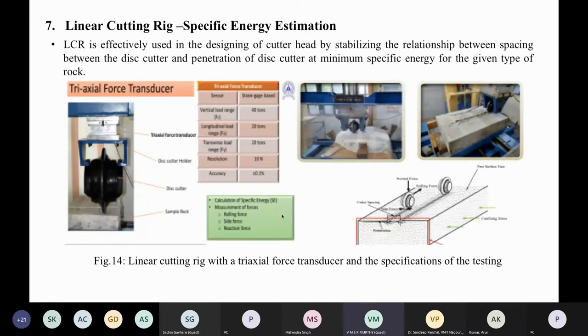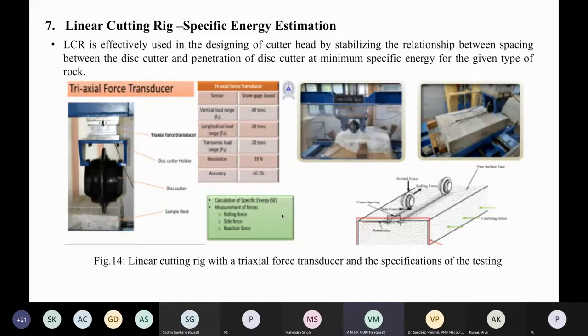Now, lastly, I think we will talk about the linear cutting rate, basically seeing things happen. What we are trying to do here is bring the actual disc cutter and run it on the actual rock and see how the cutting process is happening. So probably this is the best way we can understand and come closer to what is happening in the field. And that's how we have fabricated this linear cutting rig setup for estimating the specific energy in terms of, let's say, megajoules per cubic meter. So that's the very purpose of this particular setup.